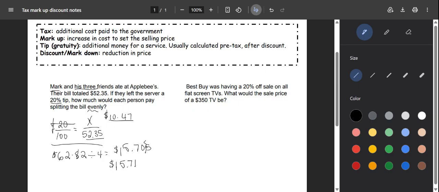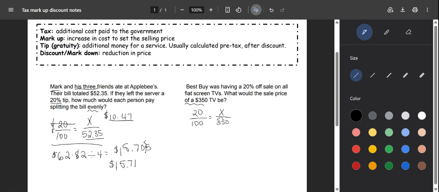Okay, over here we've got a question about Best Buy. They're having a 20% off sale on all of their flat screen TVs. What would the sale price be of a $350 TV? So we have to find 20% of $350. We know 20% is 20 over 100, and it's of $350. That's the original cost, the whole amount.